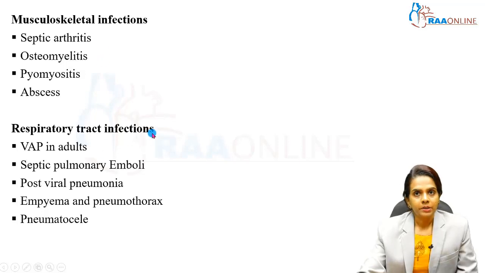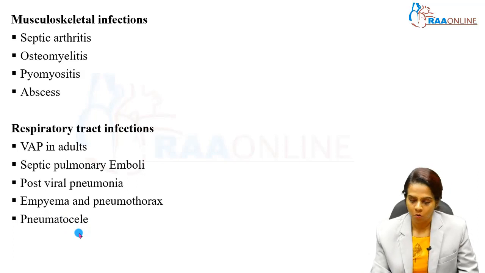And next is respiratory tract infections, that is VAP, ventilator associated pneumonia in adults. Patients on mechanical ventilation can develop VAP, and septic pulmonary emboli, and post-viral pneumonia, empyema, pneumothorax and pneumatocele. These are some of the respiratory tract infections caused by Staphylococcus aureus.